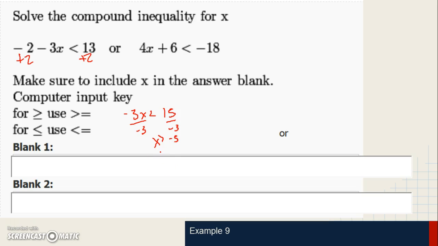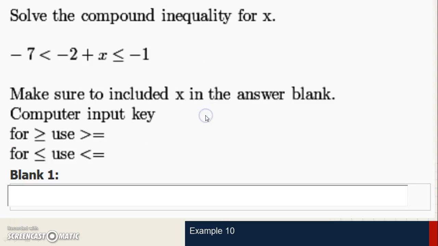I can go ahead and type that in. x is greater than negative 5. And my second inequality, there we are, add 6. And I have 4x is less than negative 24. I divide by 4, and I get x is less than negative 6. I'm done with this example. On to example 10.